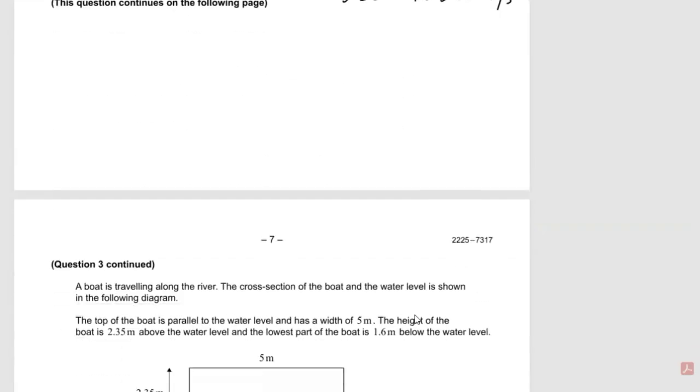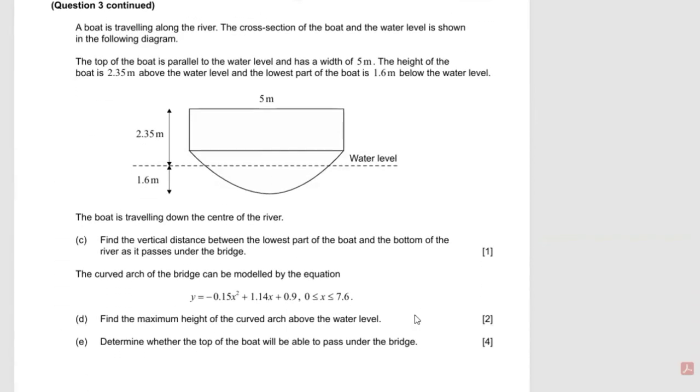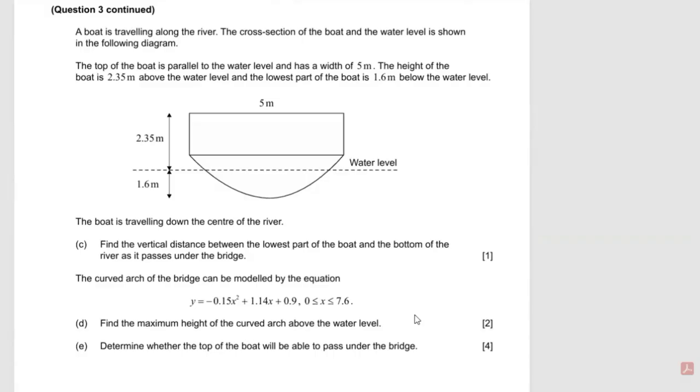That's it. Let's go. A boat is traveling along the river. The cross section of the boat and the water level is shown in the following diagram. The top of the boat is parallel to the water level and has a width of 5. Okay, so this is the boat shown. The height of the boat is 2.35 meters above the water level, and the lowest part of the boat is 1.6 meters below the water level. So we can see it in the diagram. The boat is traveling down the center of the river. This is the water level.